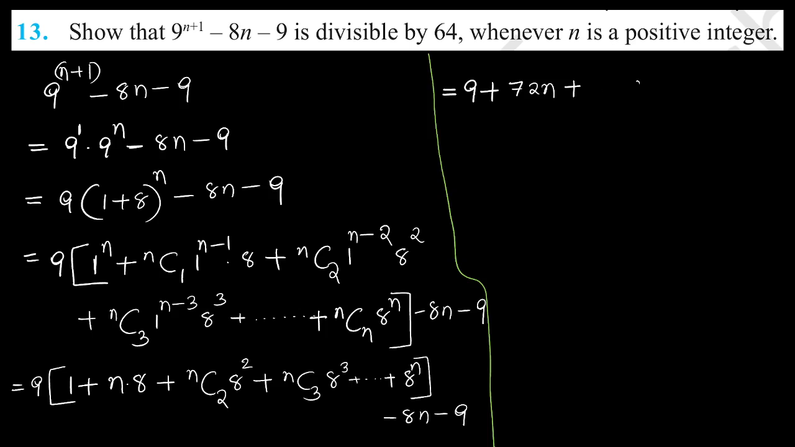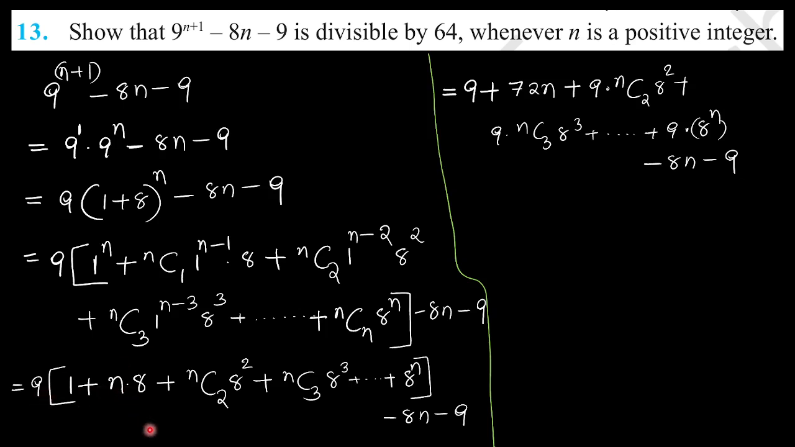Okay, let me take it. 9 into NC2 8 square, 9 into NC3 8 cube, higher powers of 8, 9 into 8 raised to n at the end. Then minus 8n, minus 9 after that. What I have done in this step is I just opened the bracket. Understood?